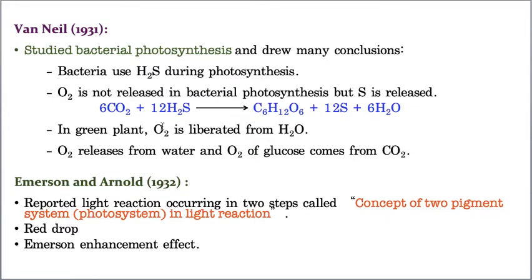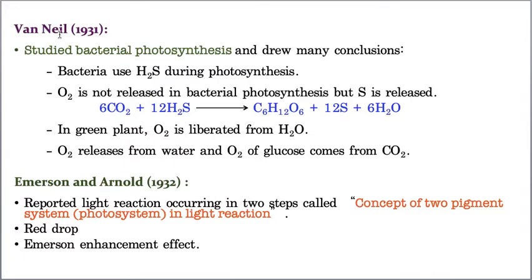So this is the equation given by Van Neel, okay. I can say the first attempt at writing the chemical reaction was done by Van Neel only. Whereas in green plants, oxygen is liberated from H2O. In bacteria, oxygen is not released, sulfur is released from H2S. Please understand the difference. Oxygen is released from water, and O2 of glucose comes from carbon dioxide. So these are the points given by Van Neel.